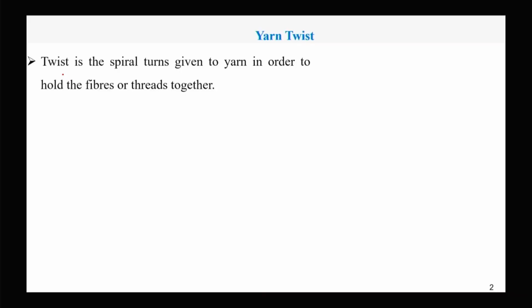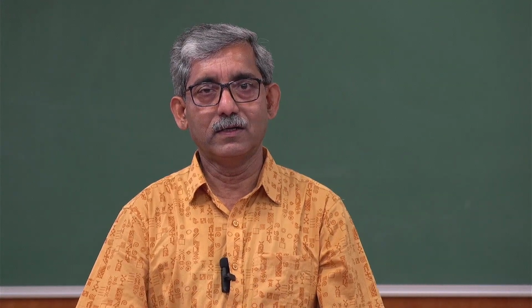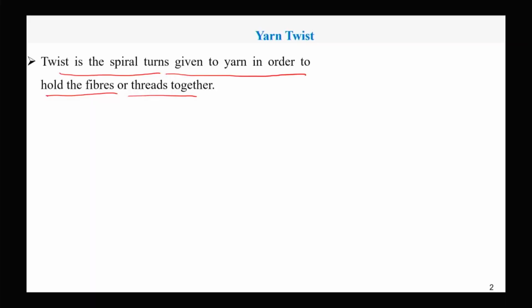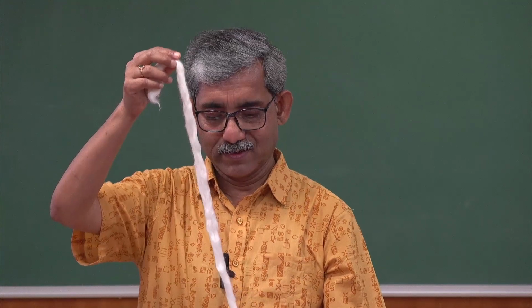So if you see, the twist is the spiral turns given to the yarn in order to hold the fibers or threads together. Now, twist is not only given to the yarns but in the roving also. And this twist we can have two types of twist.